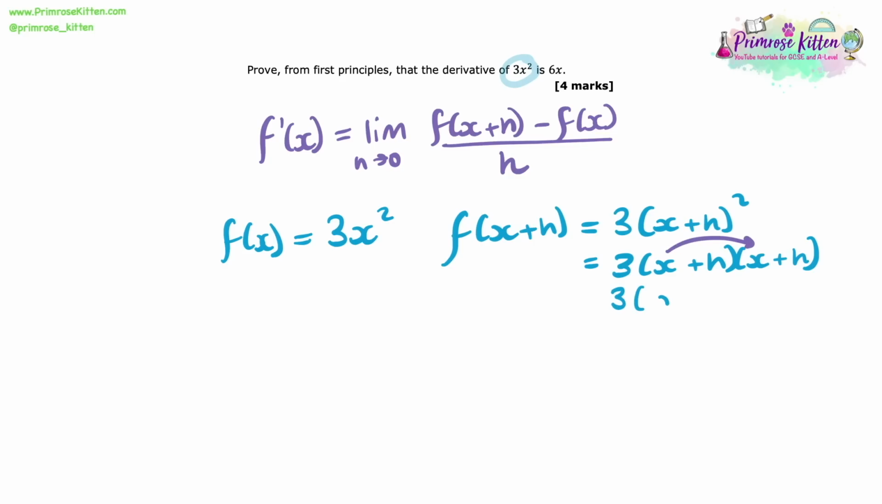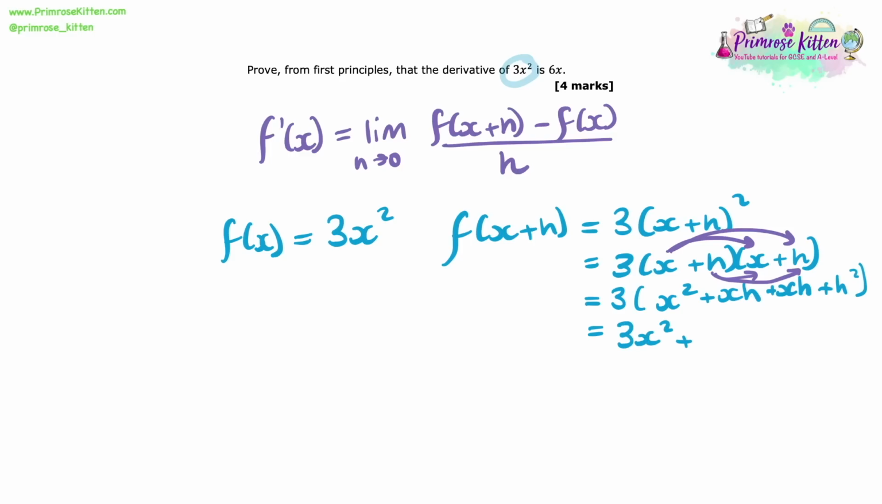So let's multiply out these brackets now. So x times x, x squared, plus x times h, xh, plus x times h again, so xh again, and then plus h times h, so plus h squared. And of course that's all still times by that 3. I didn't want to do it all at once because that runs the risk of us making a mistake.